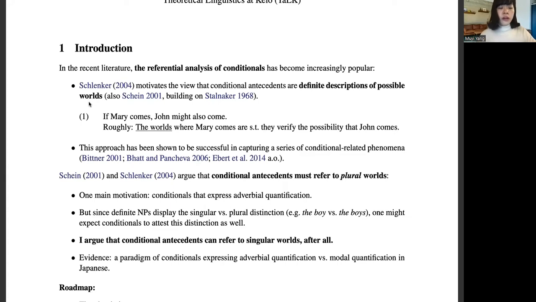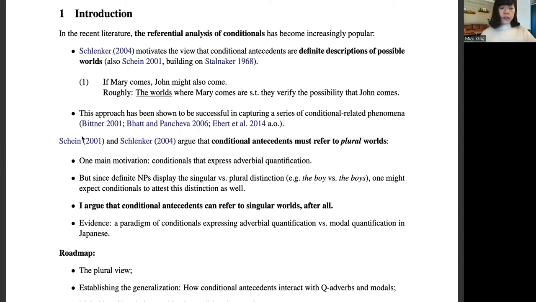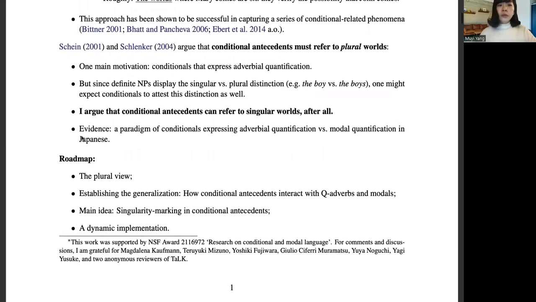In this body of the literature, this approach has been shown to be successful in capturing a number of conditional related phenomena. Today, I would like to focus on a particular assumption of this approach, namely that the argument that conditional antecedents must refer to plural objects. We will look at this view in a little bit more detail in a second, but the main motivation of this view comes from conditionals that express adverbial quantification.